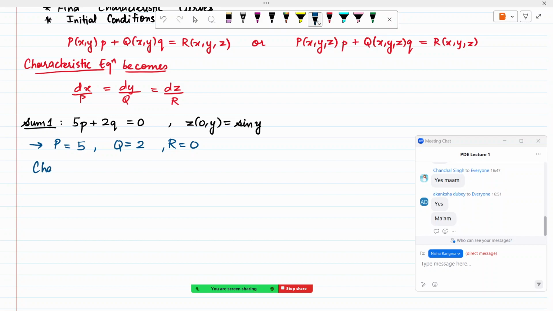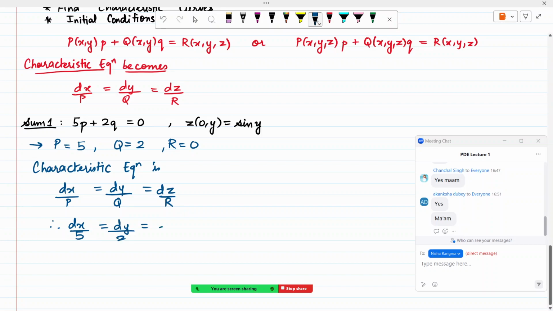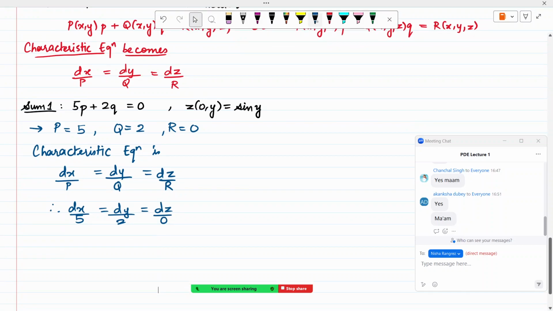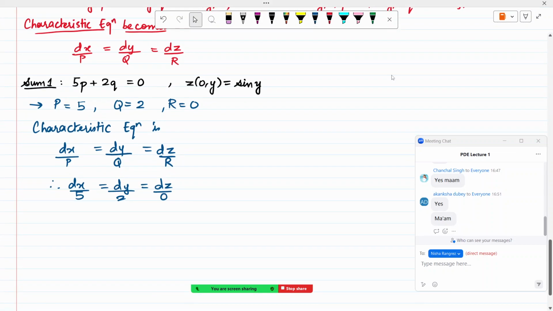So the characteristic equation over here would be dx divided by P, dy divided by Q, and dz divided by R, which in this case turns out to be dx divided by 5, dy divided by 2, and dz divided by 0. Now I'm expected to take any two combinations. Which two combinations to take? Ideally, you take one combination with x and y both, which does not have z.